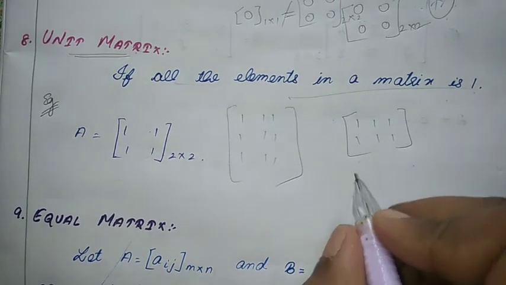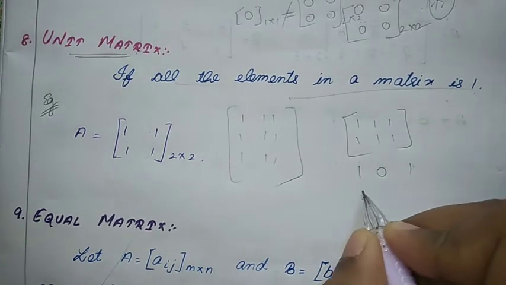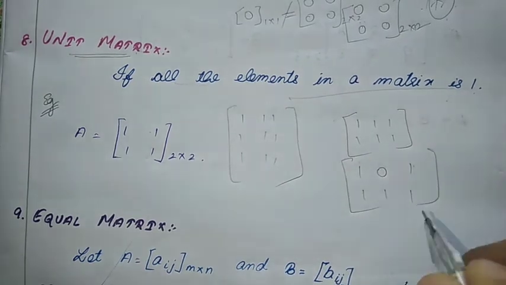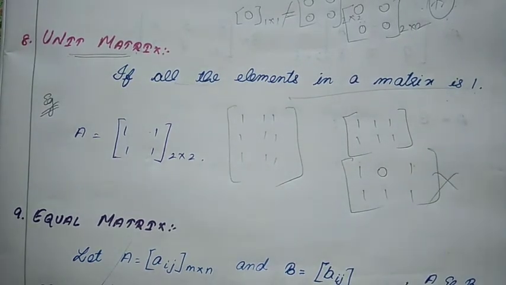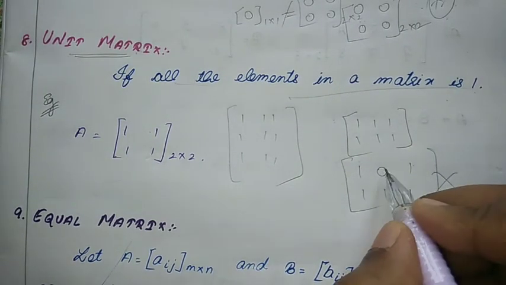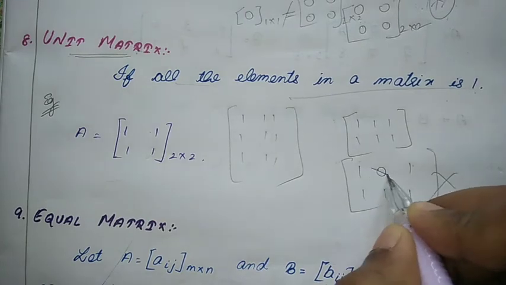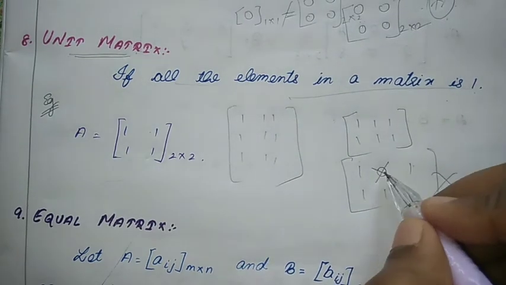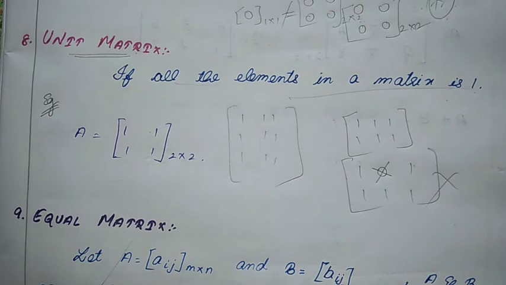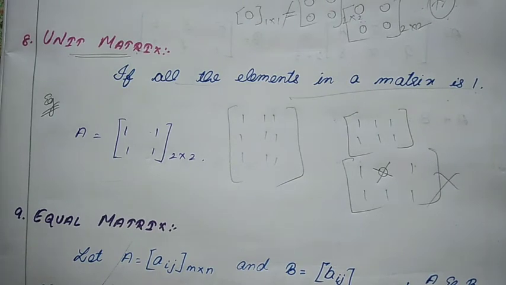One more example, if we take 1 0 1 1 1 1. Is this a unit matrix? No, it is not a unit matrix. Why? Because even if one element is not 1, then it is not called a unit matrix. Every element should be 1. Only then it is called unit matrix.